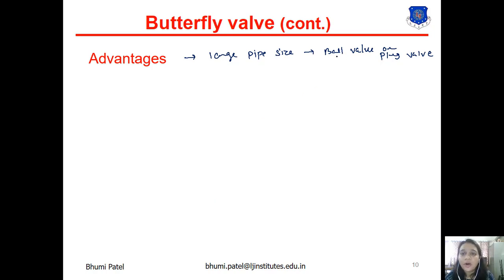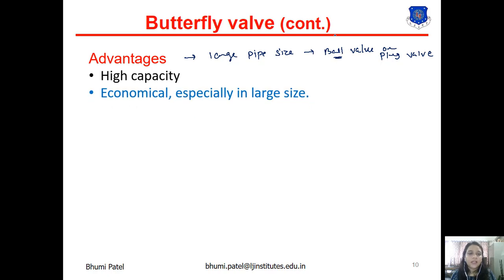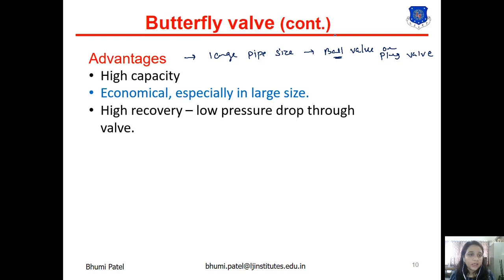The function of the ball valve and butterfly valve is the same, but the construction is different. So whenever a valve is needed for a large pipe, we can prefer a butterfly valve. The capacity of the butterfly valve is high. It is economical and especially used in large sizes, as we have discussed earlier. The pressure recovery of the butterfly valve is high because there is a low pressure drop through the valve. It is also good for slurry services. The butterfly valve is used for slurry services.